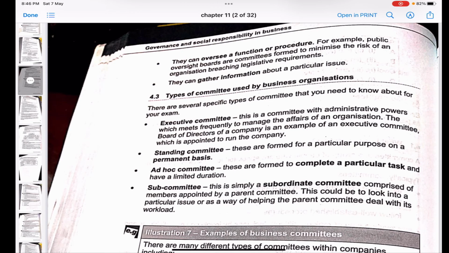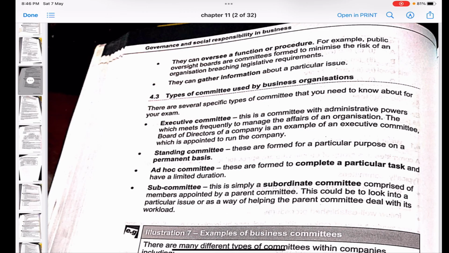And then we have board of directors. Standing committee. So what is a standing committee? A standing committee is formed for a particular purpose on a permanent basis. So what is an ad hoc committee? We've seen in one of the chapters the word ad hoc. What does that mean? For a particular task, or for a particular project. So ad hoc committees are formed to complete a particular task and have a limited duration.